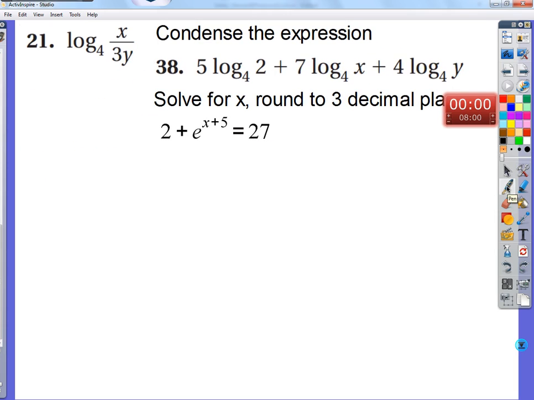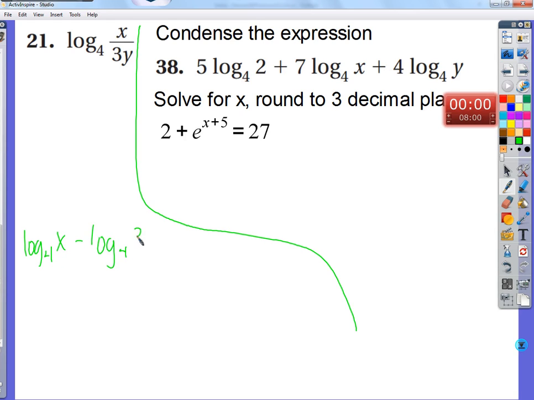Okay, so we want to expand this thing. Is that what it'll look like if we graph it? No. So we went over the different properties we have. We have properties for logarithms when we have a quotient. When there are quotients, we have log base 4 of x minus log base 4 of y, the log of the numerator minus the log of the denominator. Remember it's subtraction, not addition. Addition is for when you're multiplying.